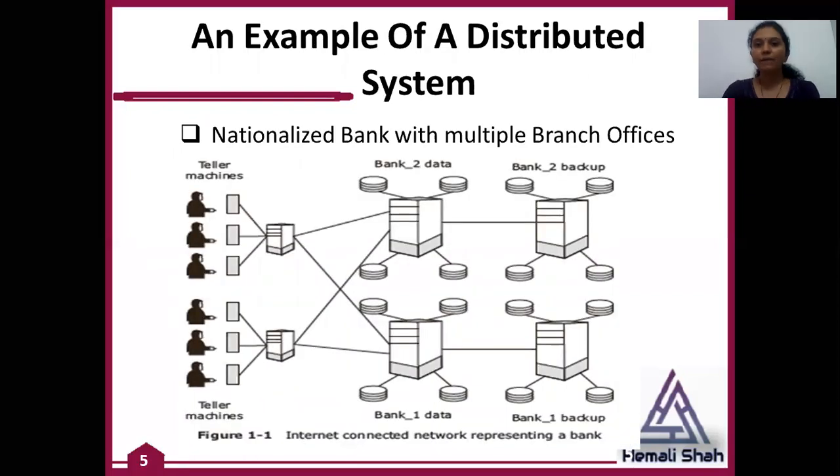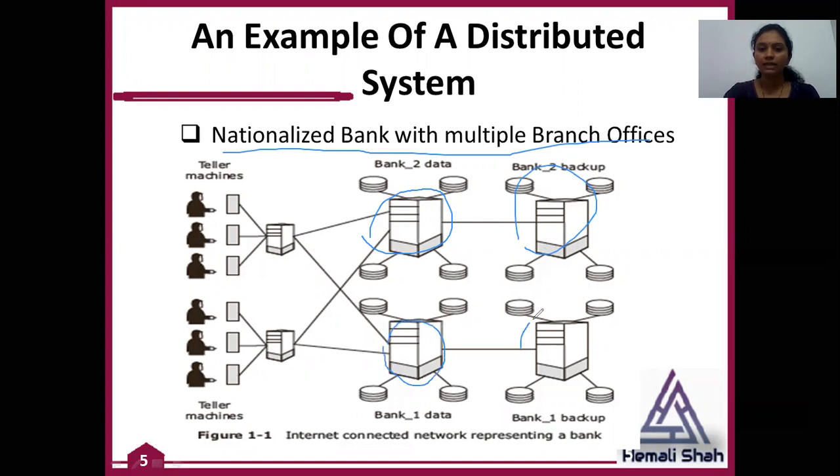Now here is an example of a distributed system: a nationalized bank with multiple branch offices. Here is branch 1, here is branch 2, here is branch 3, and here is the backup server. Here is the backup server of branch 2, and here is the backup server of branch 1. These are all the computers used by the end user.